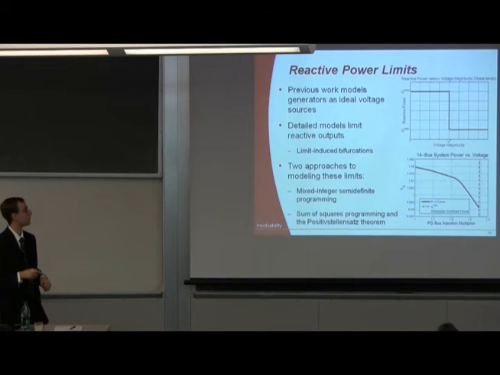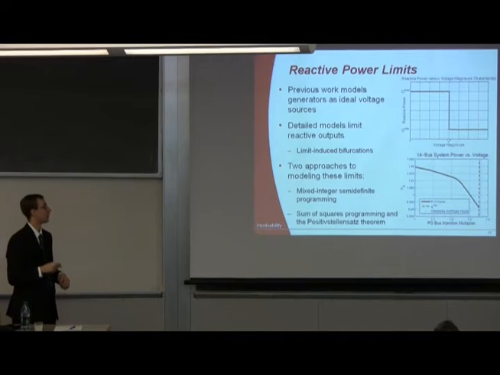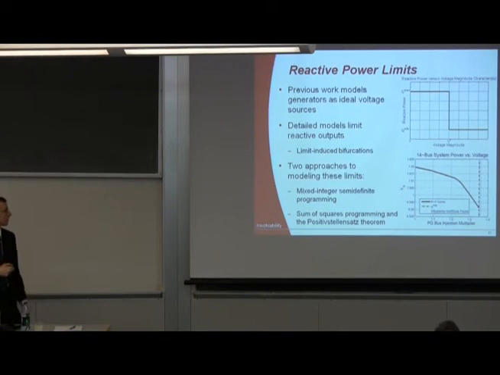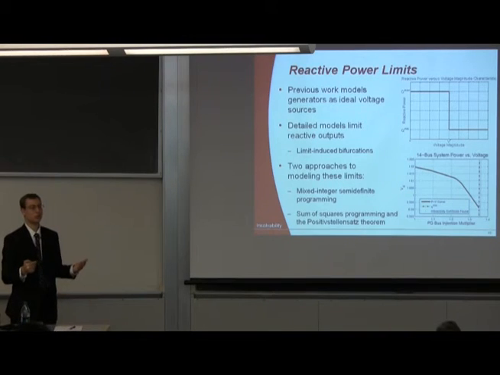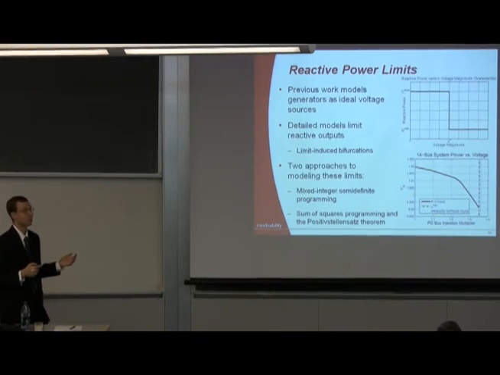And we therefore have to enforce this characteristic here, where when the reactive power injections are within their limits, the voltage is held fixed. But when they hit an upper limit, the voltages are allowed to decrease at the generator buses. It's this kind of switching behavior. This is known as limit-induced bifurcation, is the kind of technical term for it, because when you hit enough limits, perhaps you no longer can satisfy conservation of energy and you lose a solution that way.